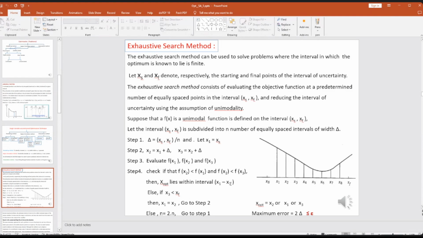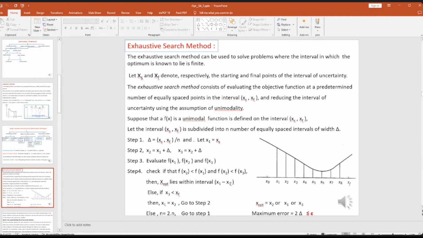So whatever point I choose between x1 to x3, the maximum error will be of value 2 delta. Do you accept? Yes, sir. And 2 delta can be made less than epsilon by choosing appropriate n. Do you accept? Yes, sir. So even if we find some boundary or interval as optima, it will not hamper our accuracy. It is accepted or not.